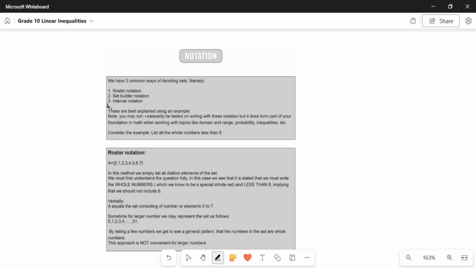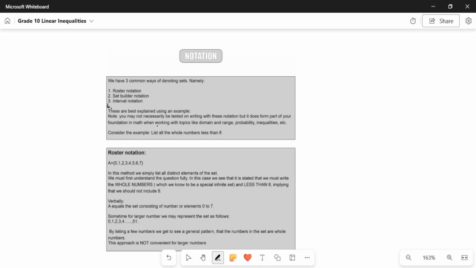Note, you may not necessarily be tested on writing with these notations, but it will form part of the foundation in maths when working with topics like domain and range, probability, and inequalities. That's very important. You may not be marked directly for this section, but they may put this in other sections like domain and range, probability, and inequalities. So understanding this will be very important.